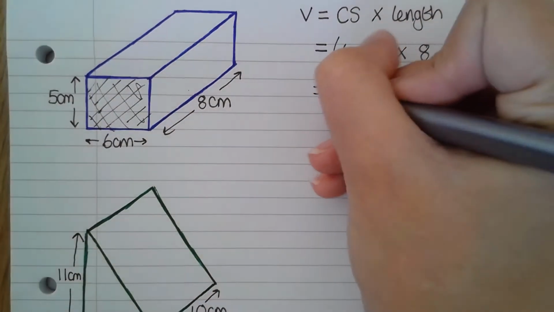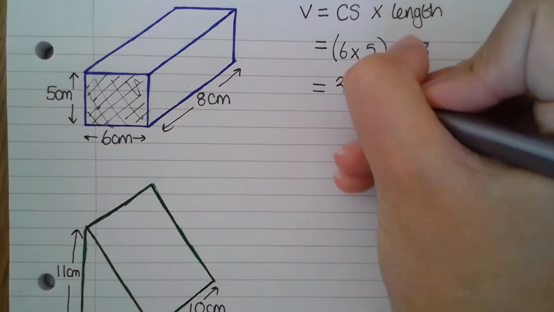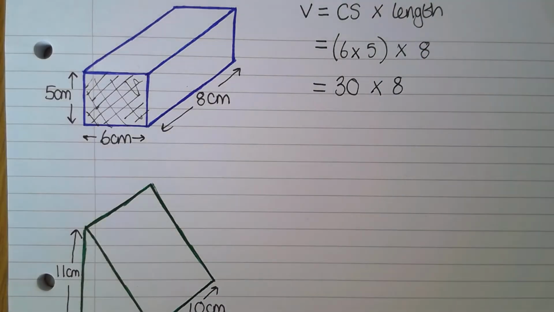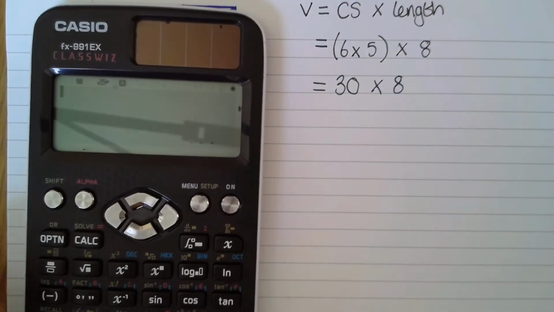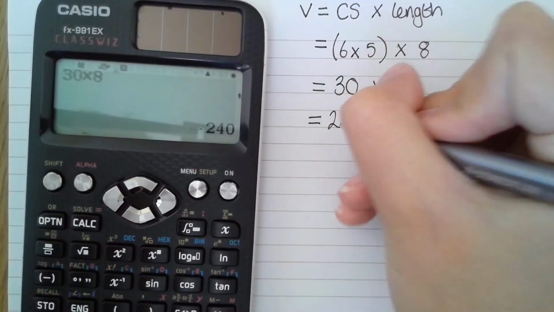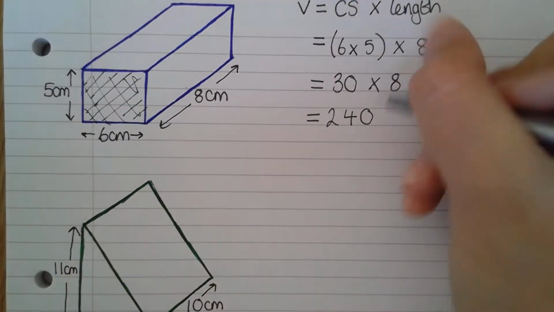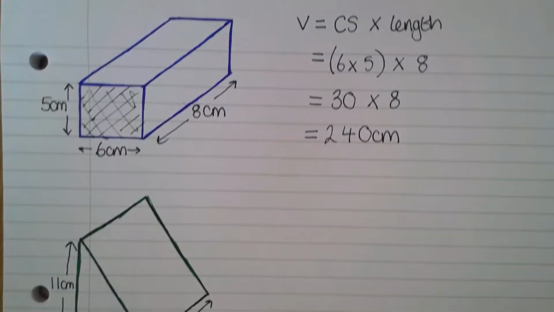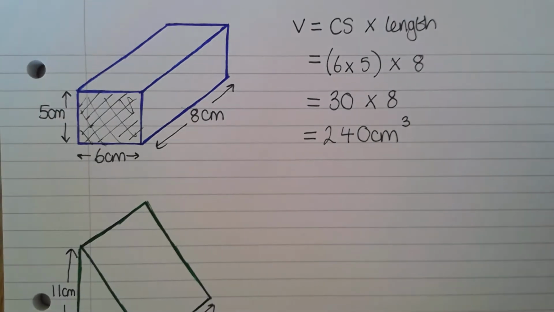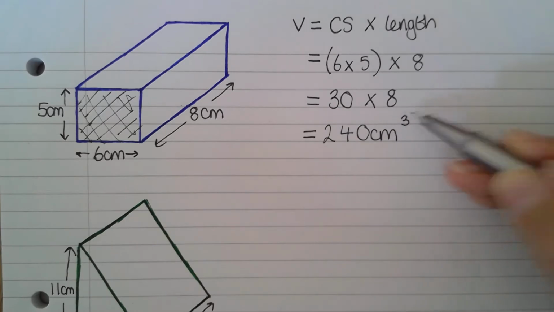I need to work out what the cross section actually is. So 6 lots of 5 is 30, times 8 still. Then 30 times 8 is 240. If you look at the units, I've got centimeters, but because we're talking about volume, it's centimeters cubed, with a little 3. Think of it as a 3-dimensional shape, a cuboid, so it's centimeters cubed.